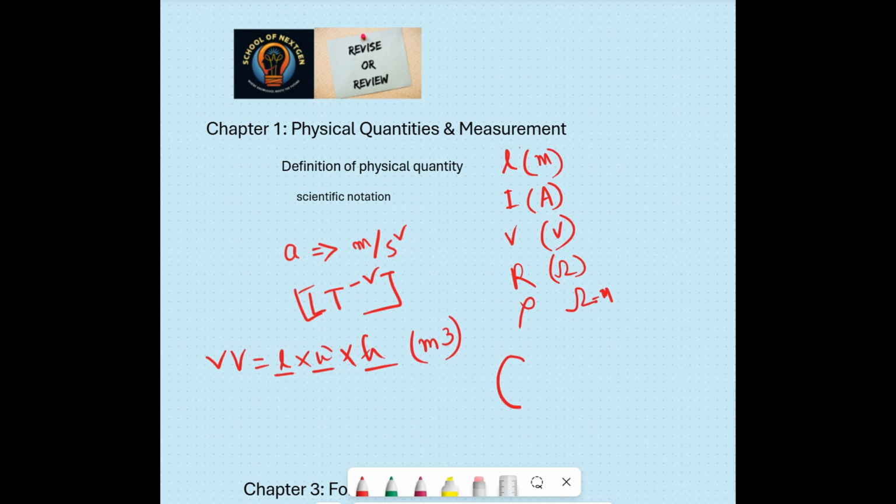But if you have a sphere or maybe a particular rod, you have to have the knowledge about slide calipers or maybe screw gauge. By using this instrument, you can calculate or determine the radius of this sphere by the use of slide calipers, as well as the length of this rod. This is very basic about the very first chapter, physical quantities and measurement.